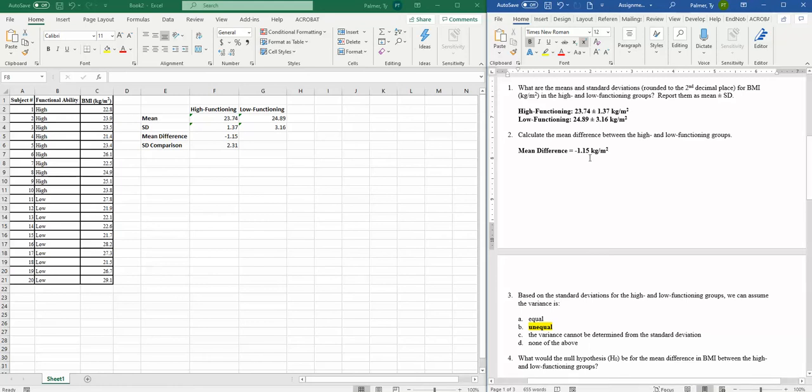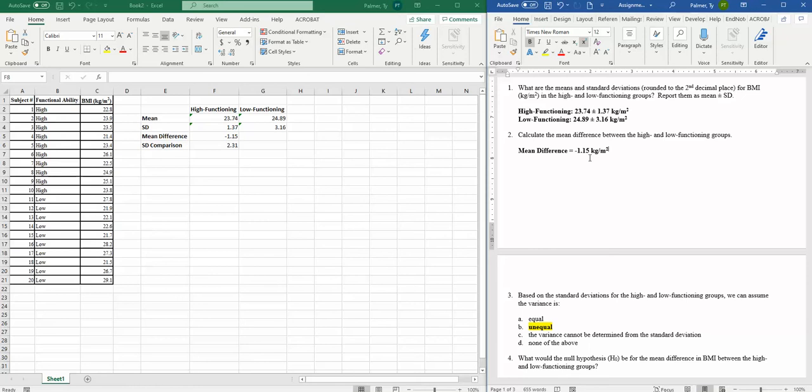Is this difference reliably different from 0? We could perform a study and duplicate the study 100 different times, and we get all these different mean difference values. But is this mean difference though?